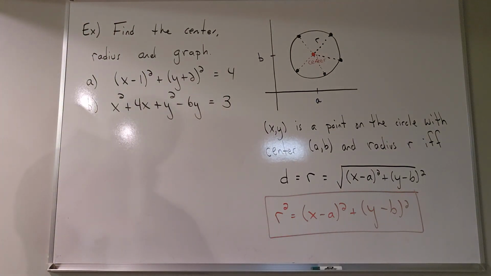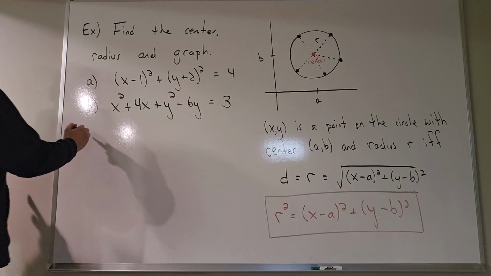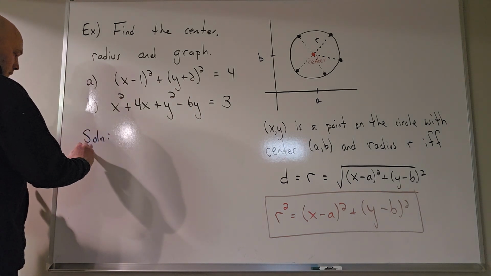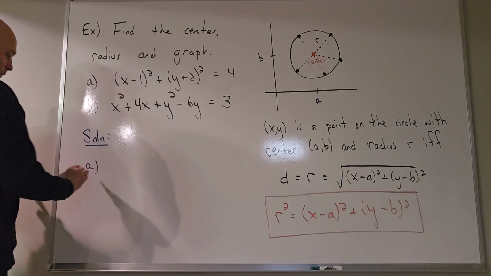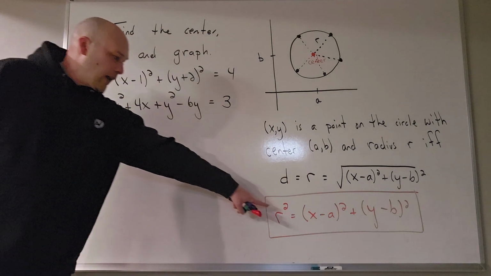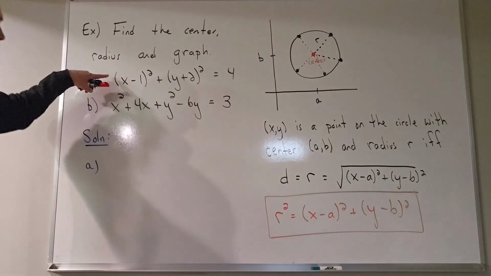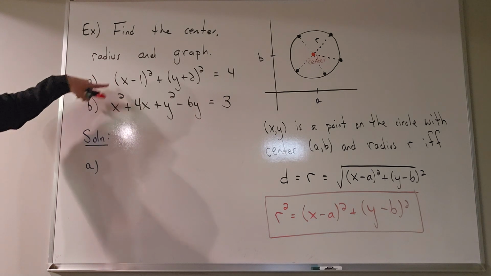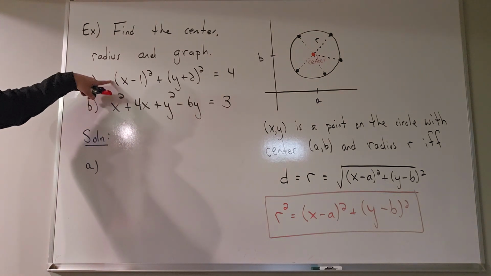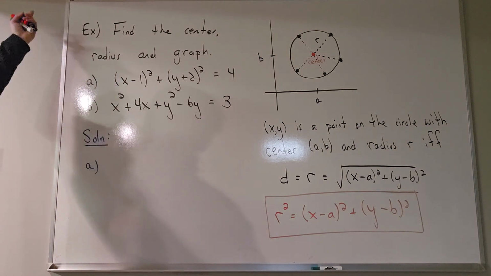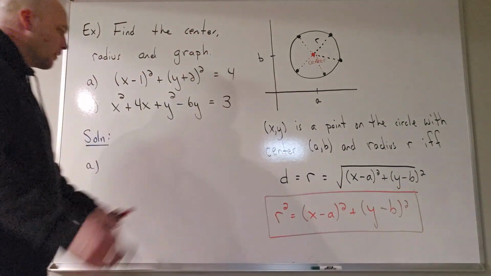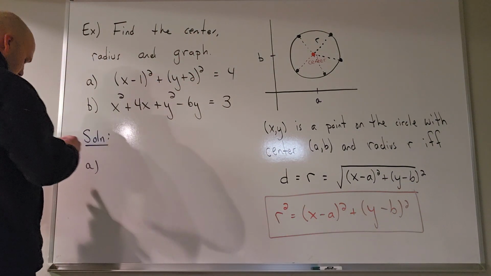Okay, so solution. So notice this equation right here is in the exact form that I have in this box. So this is what we would call the standard form of the equation. This one here is not in that form. This would be the general form. So we'll start with this one. Again, it's part A, so obviously we'll start with it, and it's in the correct form, so there's not really much work to do. We can simply write down the information.